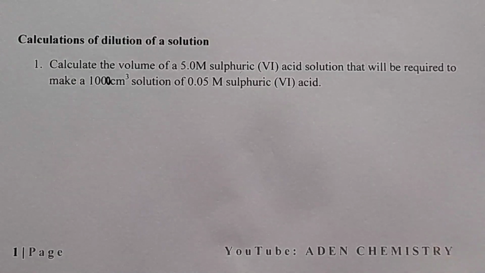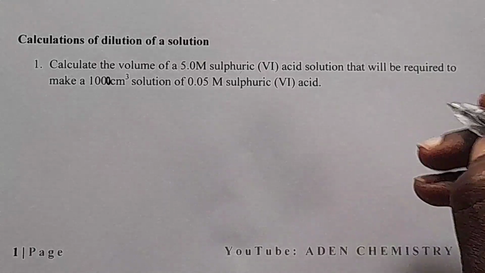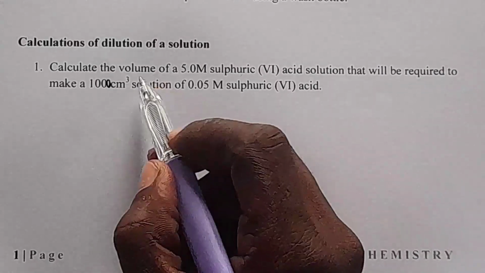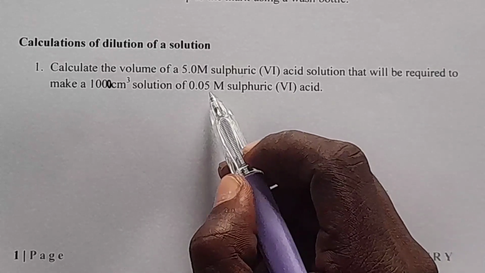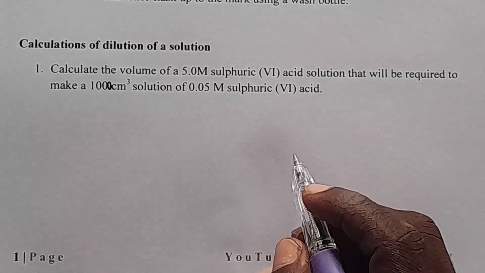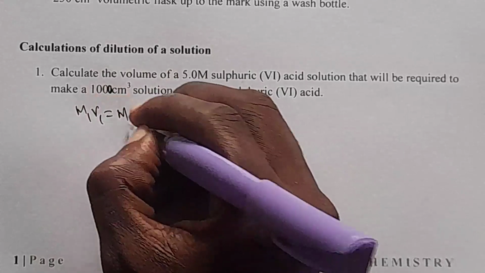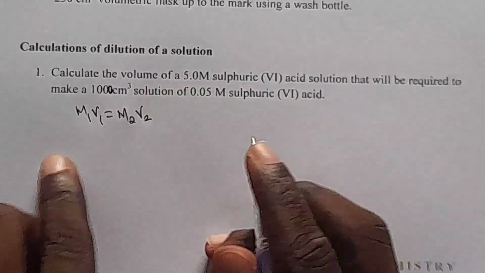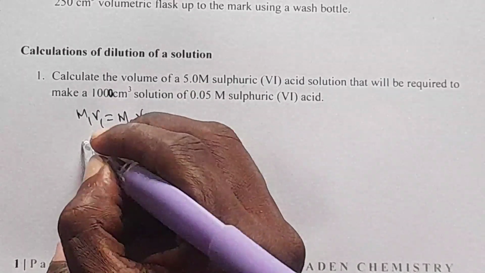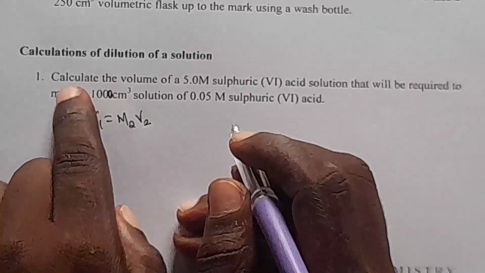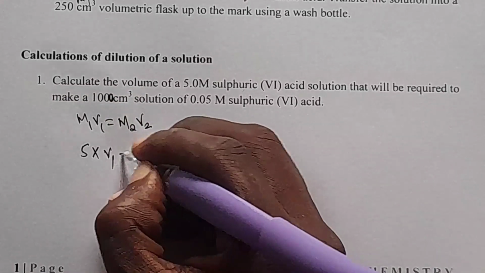The first question, we are told, calculate the volume of a 5.0 molar sulfuric acid that will be required to make 1000 cm³ of 0.05 molar sulfuric acid. So the formula is M1V1 = M2V2. What is our M1? Our M1 is 5.0, so we have 5 times our volume 1. We have to calculate the volume, so volume 1 is unknown.